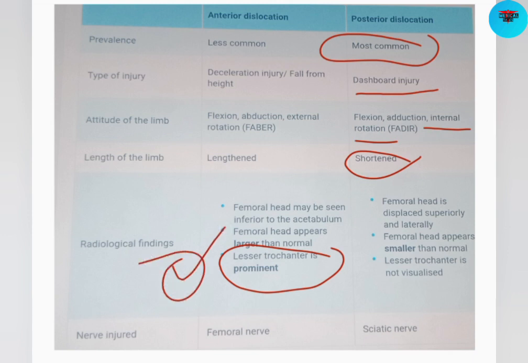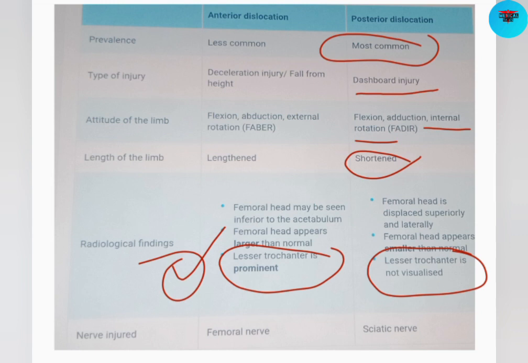And in posterior dislocation, the femoral head is displaced superiorly and laterally. Okay, and it appears smaller than the normal because it goes posteriorly, and the lesser trochanter is not visualized. Why is it not visualized? Because due to internal rotation of the limb, the lesser trochanter, which is more on the medial side, goes on the posterior side. Okay, so in anterior dislocation there will be a prominent lesser trochanter due to the external rotation, and in posterior dislocation the lesser trochanter will not be visualized because with internal rotation it goes on the posterior side.